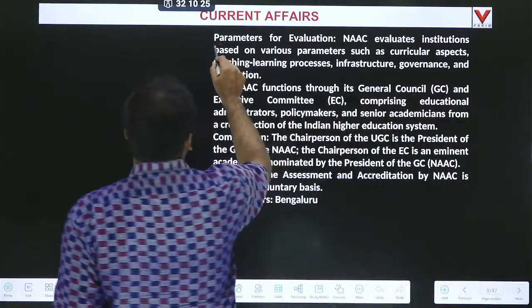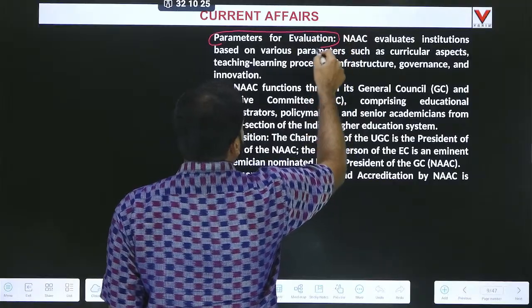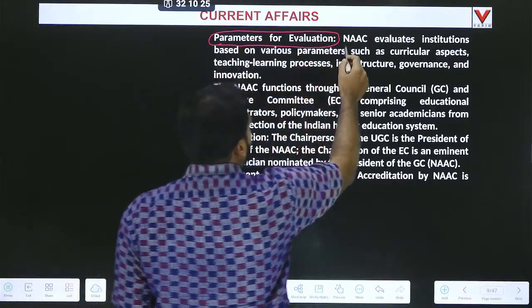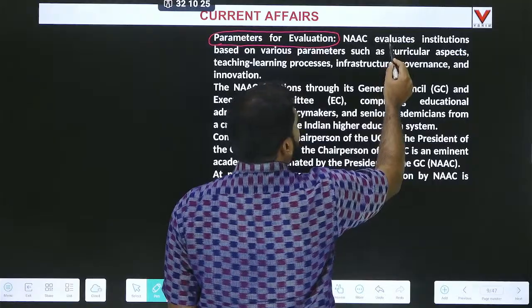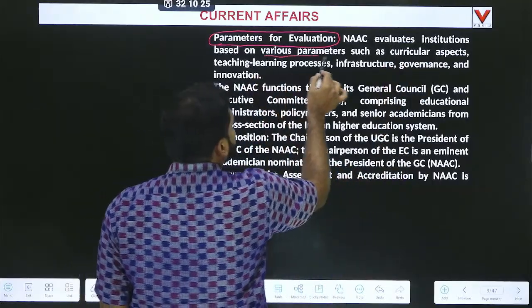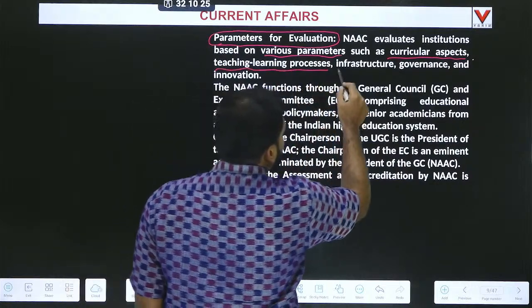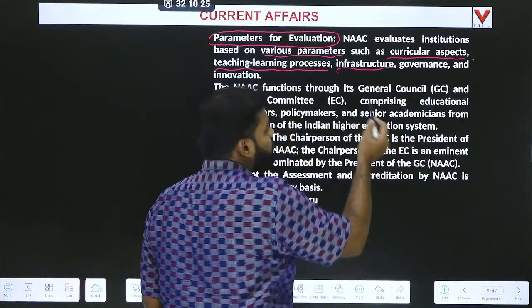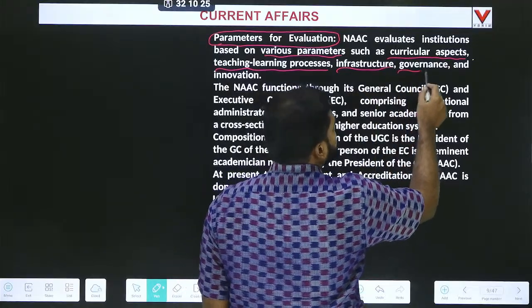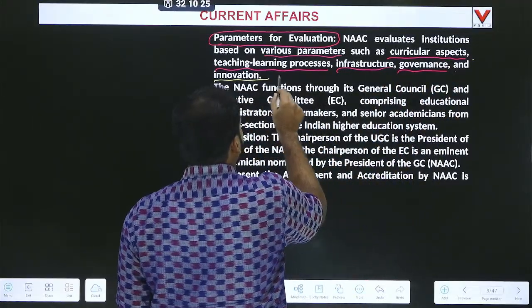Parameters for evaluation. On which parameters does NAC assess universities or colleges? NAC evaluates institutions based on various parameters such as curricular aspects, teaching-learning processes, infrastructure, that is, educational infrastructure, governance and innovation.